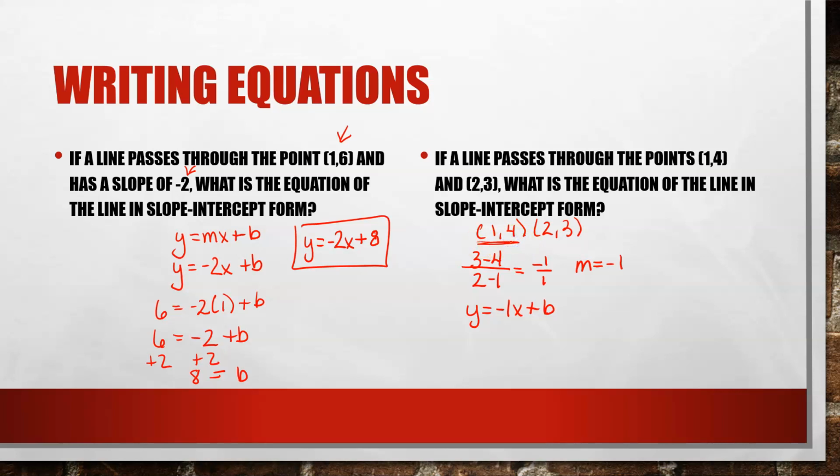I'm going to plug in my x, y coordinates. So I'm going to plug in the 4 where the y is and the 1 where the x is to solve for my y-intercept, or b. So I have 4 equals -1 plus b. If I add 1 to each side, b is 5. So now I'm going to put all my information together. So I have y equals -1x, or -x, plus 5.